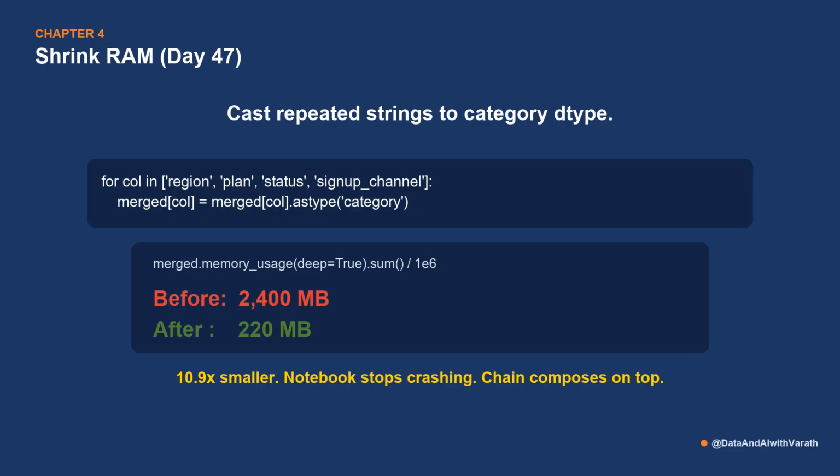14 million joined rows in string dtype. Your notebook hits 2.4 gigabytes of RAM. It crashes on the next aggregation. The fix: cast repeated strings to category. Pandas stores each unique value once, plus a small integer per row. 2.4 gigabytes drops to 220 megabytes, almost 11 times smaller. Notebook stops crashing, and every downstream operation stays cheap.